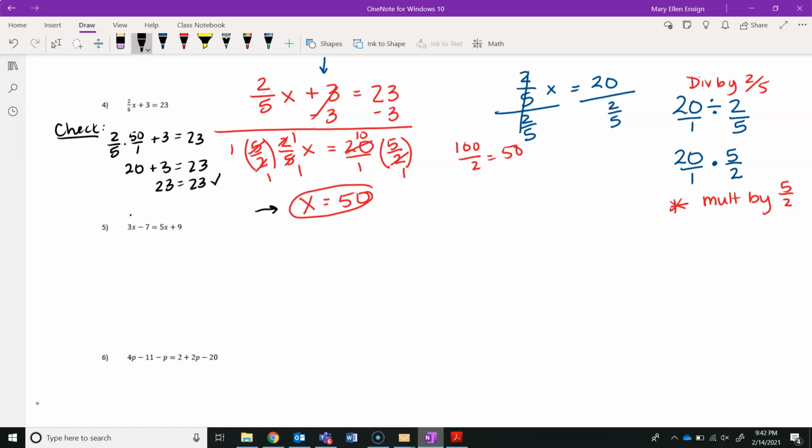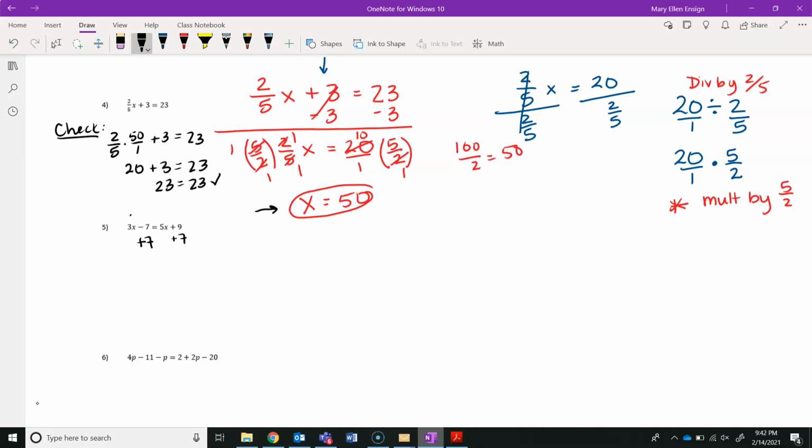So I'm just going to choose to move the -7 first, and I'm going to do that by adding 7. Now think about like terms. I can move it over here to the right-hand side. I add it to the 9, not to the 5x, right? Because 7 and 5x are not like terms.